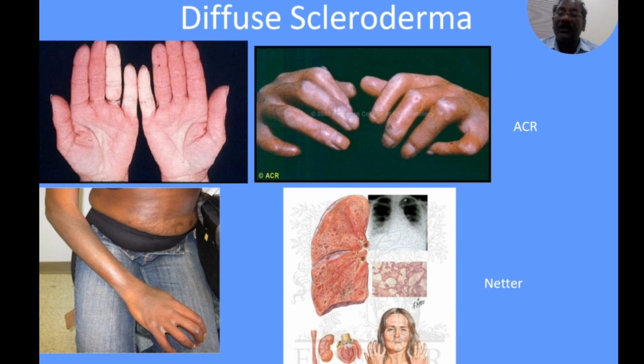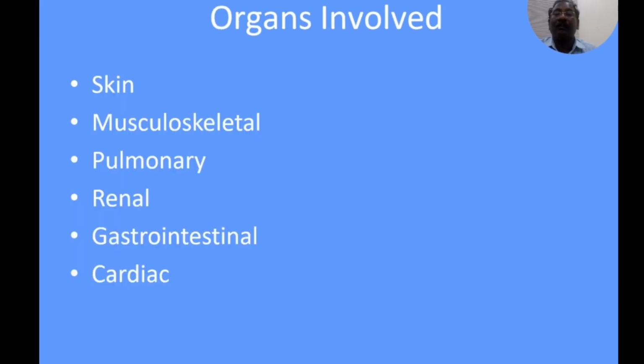the hand involvement proximal to the elbows, a trunk involvement, and if you see the lungs, the interstitial lung disease. So this is diffuse scleroderma, almost all organs, and the kidney involvement, vessel involvement, cardiac involvement will be seen in diffuse scleroderma. So common organs involved in diffuse scleroderma are the skin, musculoskeletal, pulmonary, renal, gastrointestinal, and cardiac.